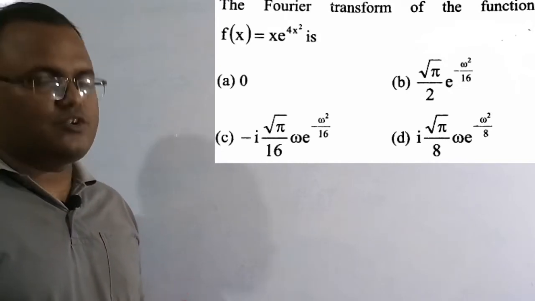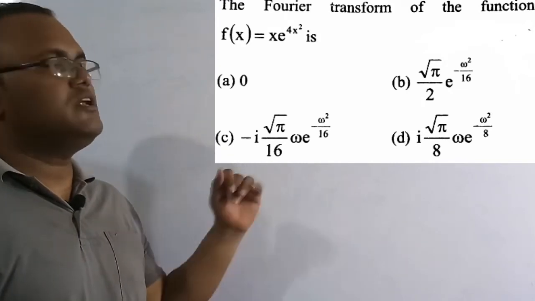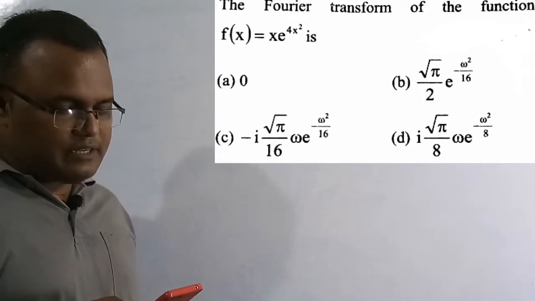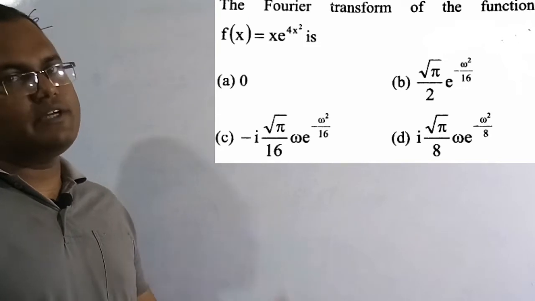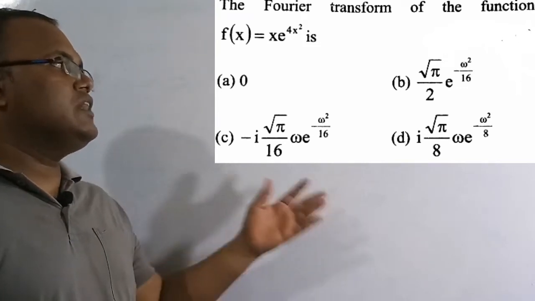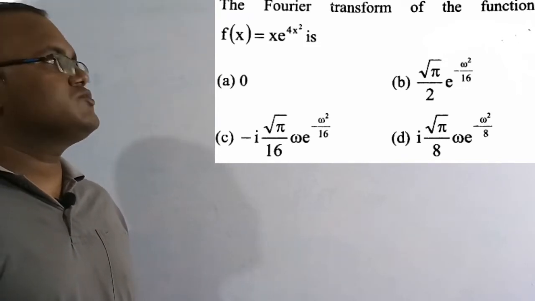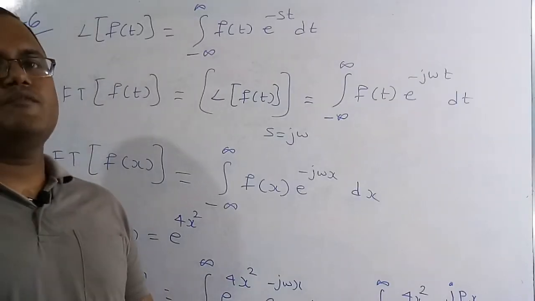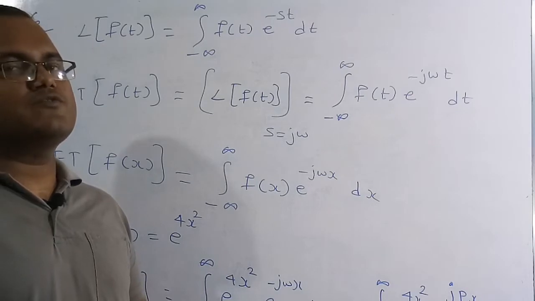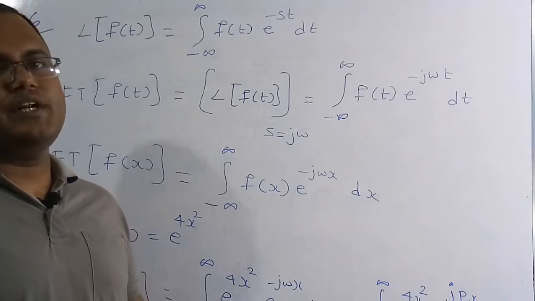Out of the four options, not even one option is correct. All options are wrong. So this question is given in the TS Transcript 2018. So if you tick any option, you will get the answer for this question because all options are wrong. So now we'll solve this question and we will try to get the exact solution. So for the function f of x is equal to x into e to the power of 4x square, we have to find what is the value of the Fourier transform.